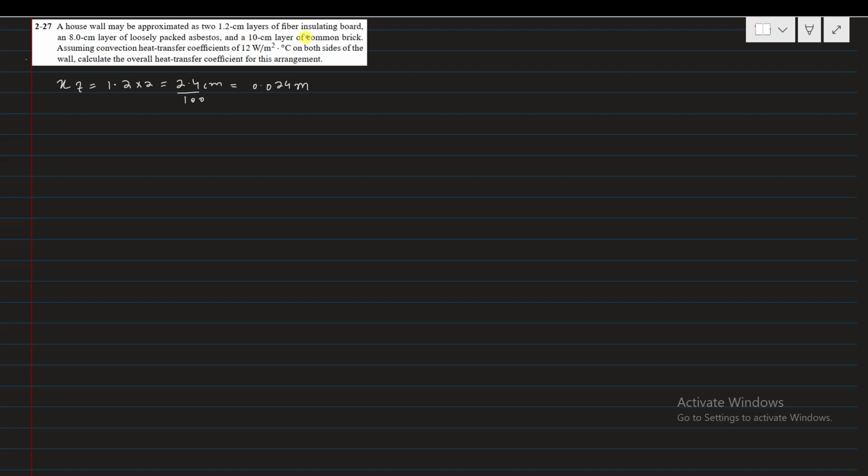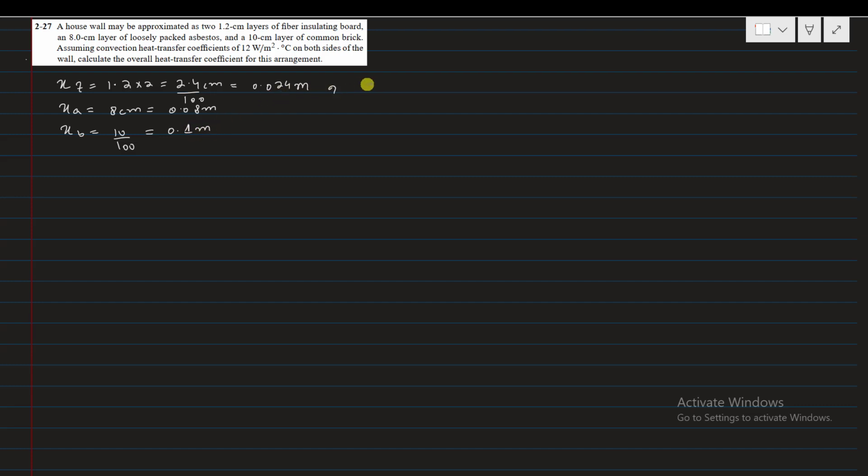Okay, next is the thickness of the asbestos, that is XA, and its thickness is 8 centimeter, that is 0.08 meter. And then the third layer is the common brick, that is 10 centimeter, XB for common brick, and in centimeter, so 10 divided by 100 to convert into meter, so it will be 0.1 meter.